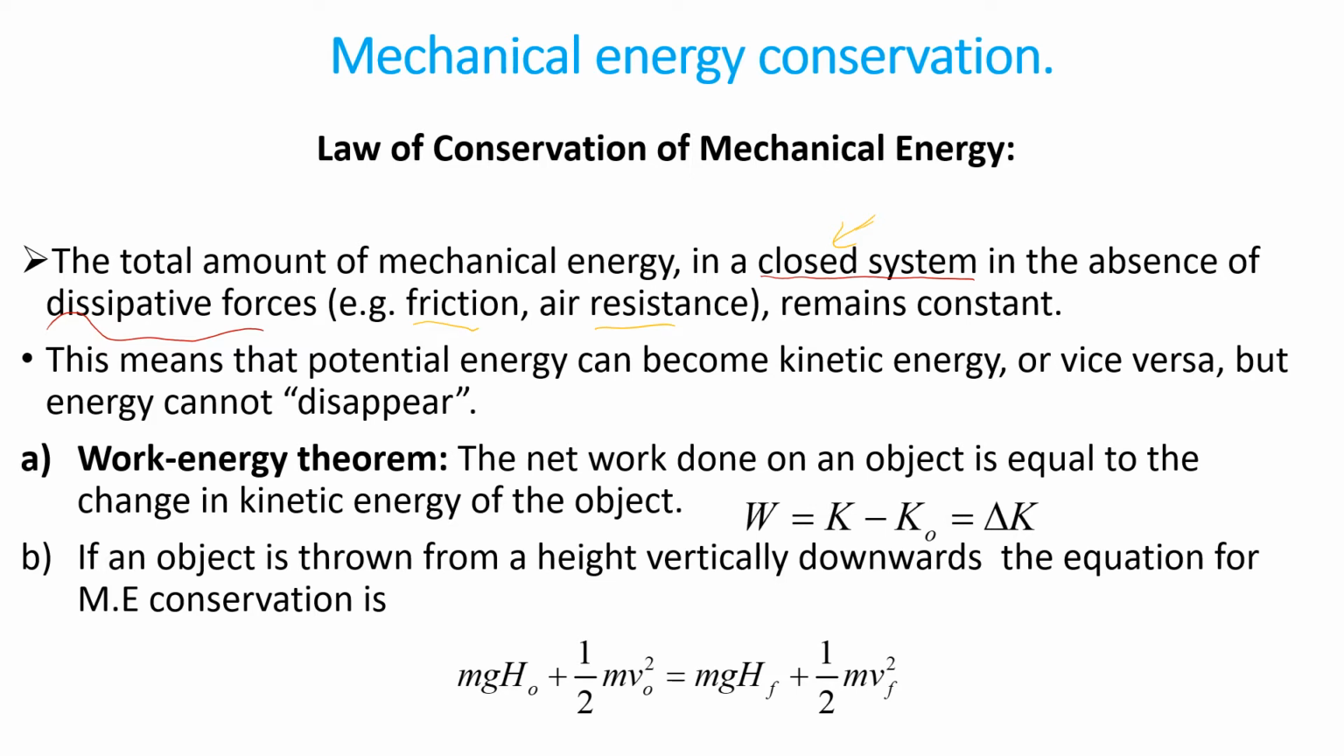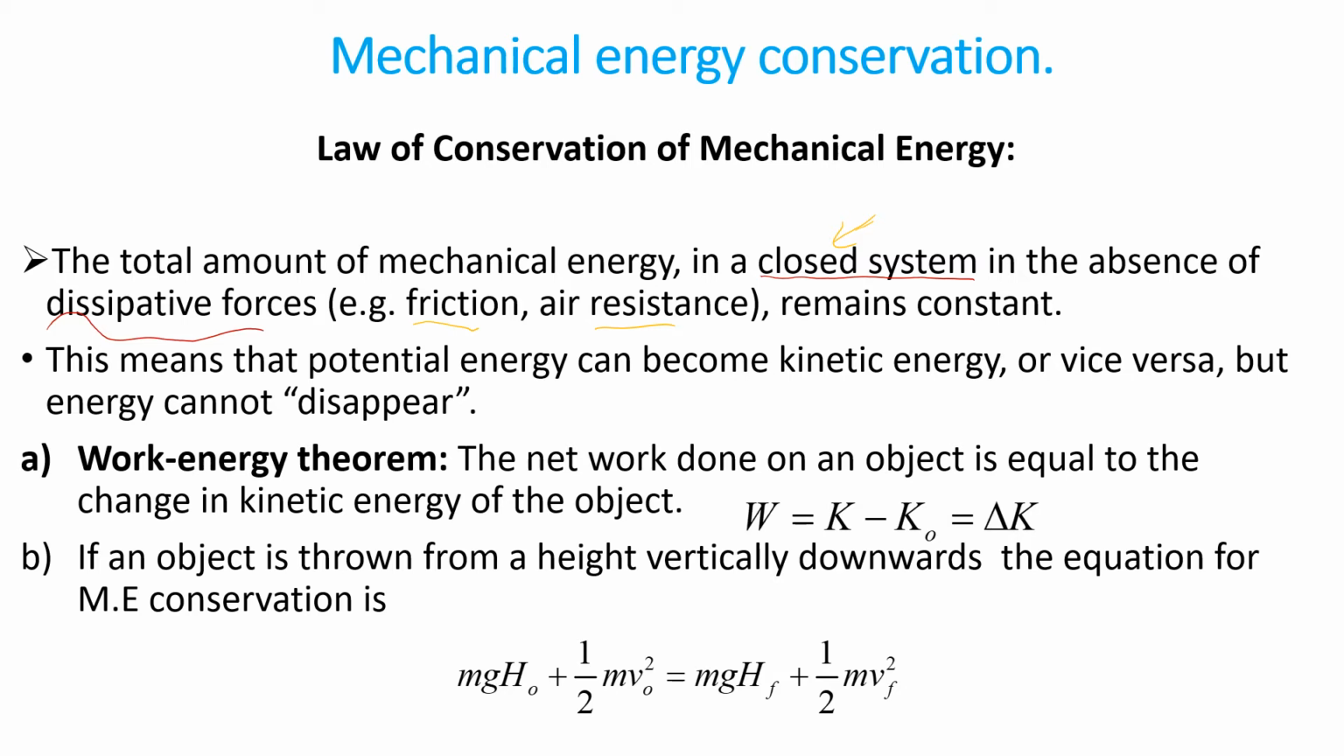For example, part of its potential energy or part of its kinetic energy is converted into heat, which is not mechanical energy. So in that case, the total mechanical energy is not going to be the same, because a fraction of it has been changed into another form of energy, which is not mechanical energy.